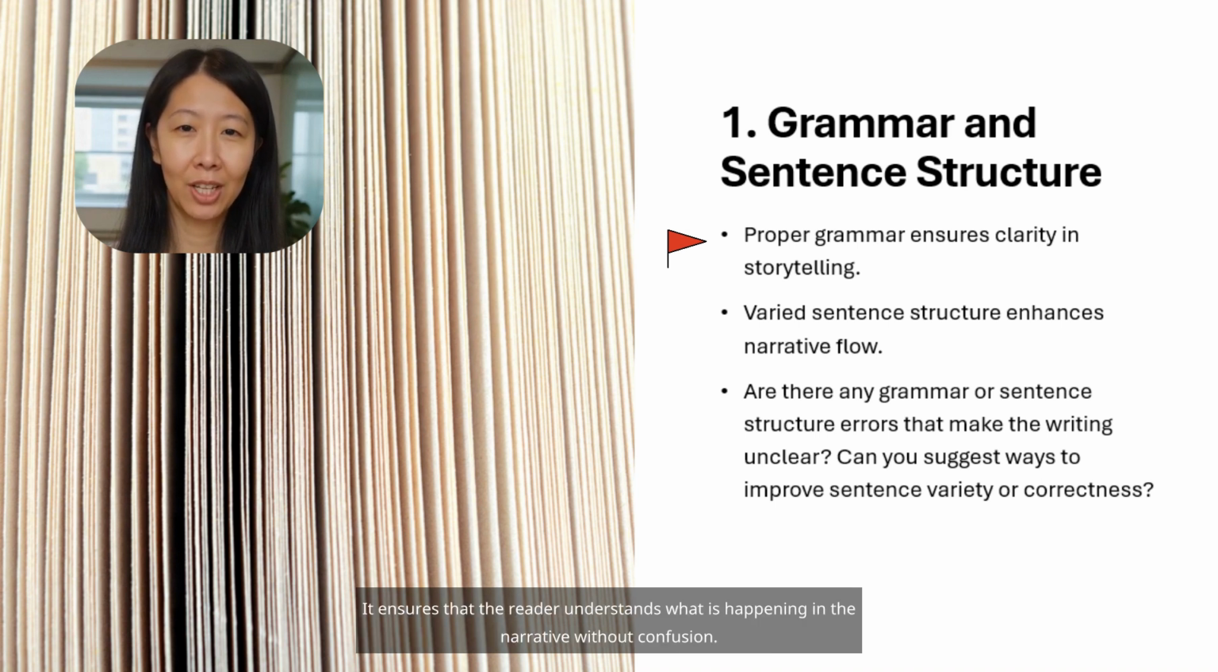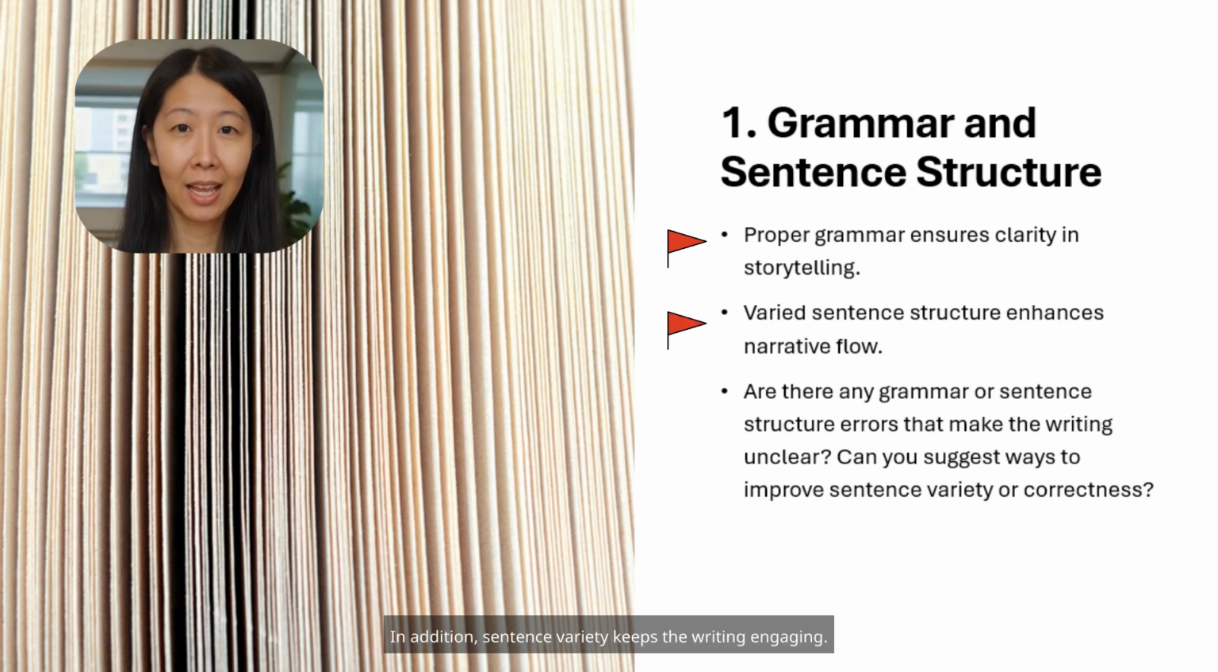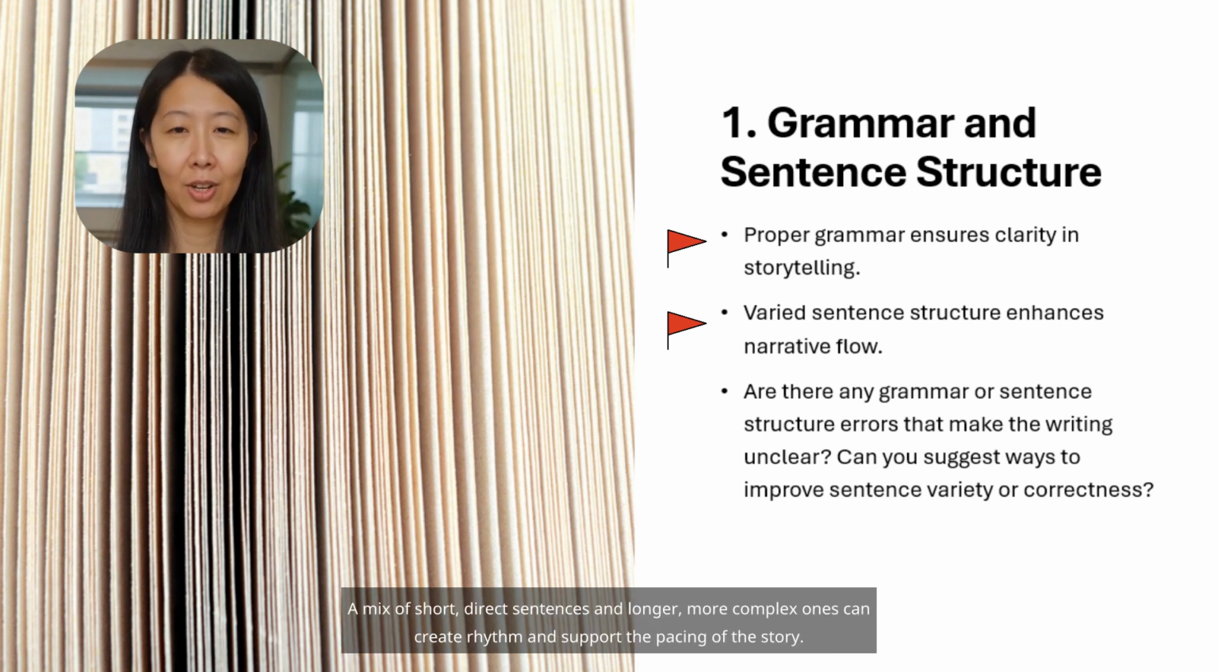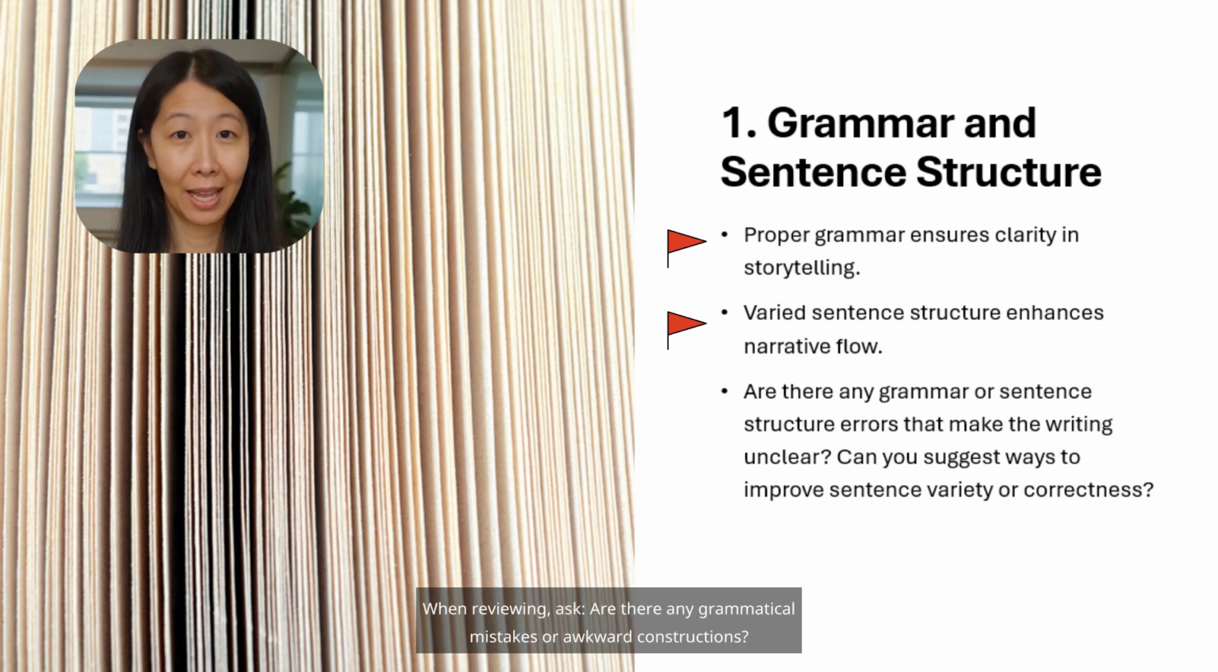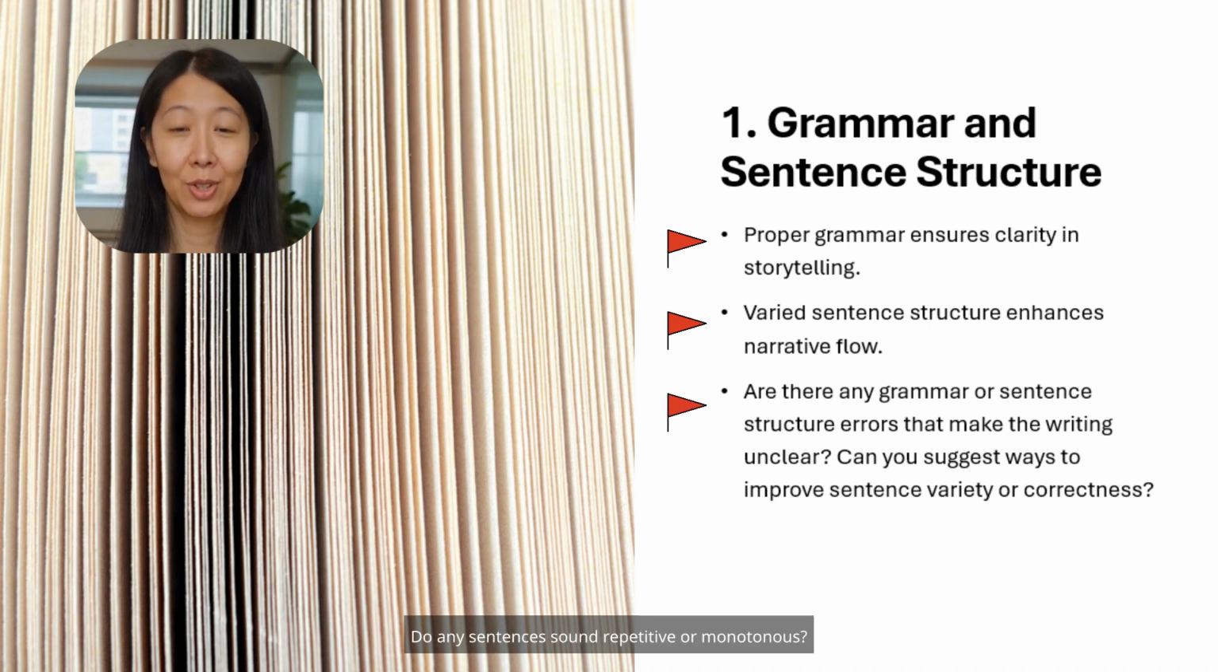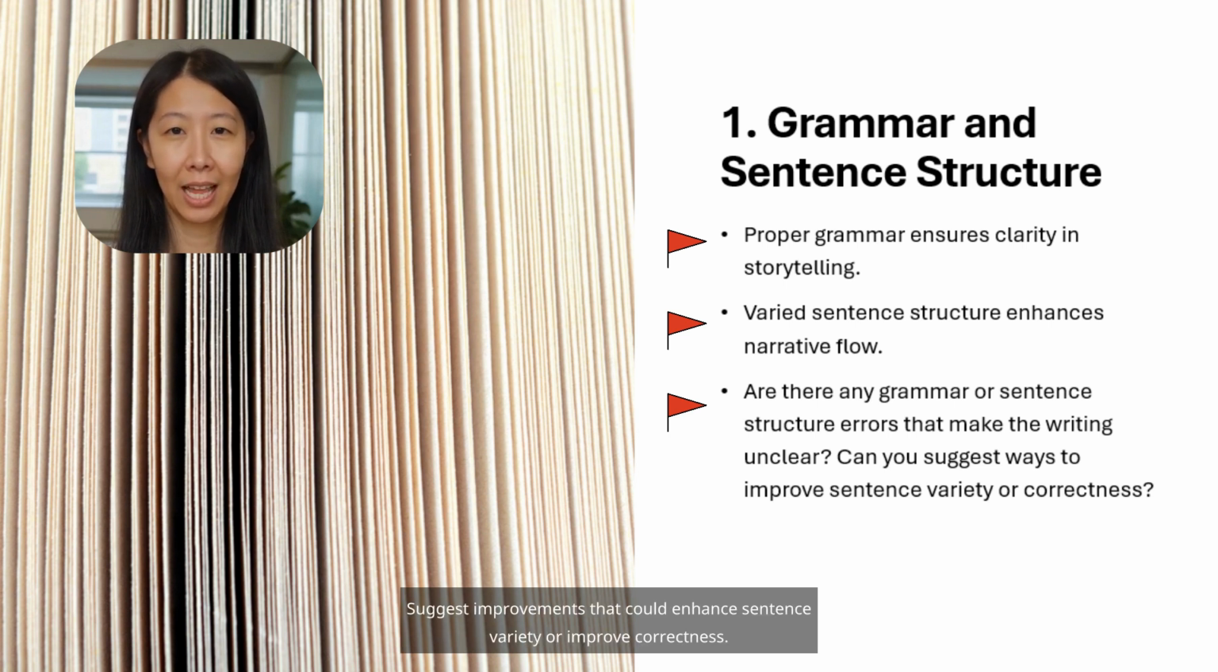It ensures that the reader understands what is happening in the narrative without confusion. In addition, sentence variety keeps the writing engaging. A mix of short, direct sentences and longer, more complex ones can create rhythm and support the pacing of the story. When reviewing, ask, are there any grammatical mistakes or awkward constructions? Do any sentences sound repetitive or monotonous? Suggest improvements that could enhance sentence variety or improve correctness. This small step often makes a big difference in how the story is experienced.